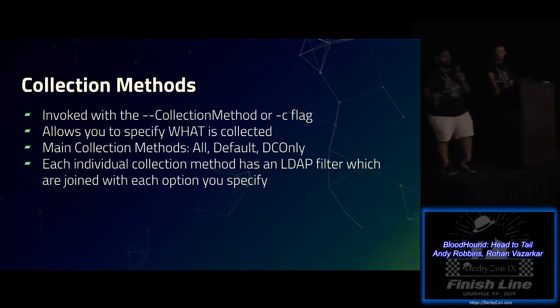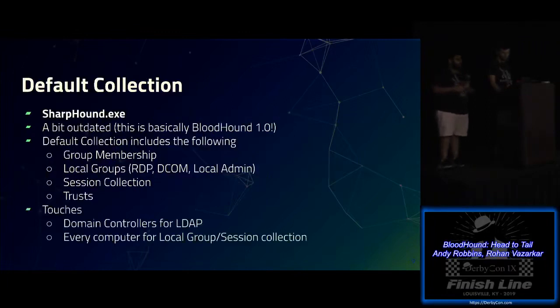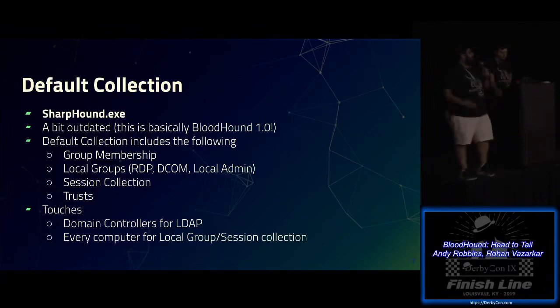So there's a lot of different collection methods in BloodHound. I'm actually going to cover a few that we think are really interesting that maybe people don't know about. You invoke a different collection method using the collection method or dash C flag when you run sharphound.exe. It allows you to specify what is collected, and it has a lot more granularity than people really think it does, because most people tend to run it either with the all flag or the default flag, which is fine because that's why those flags were introduced. But we want to dig in a little bit and talk about these 3 main ones that people run and why they're useful. And those 3 are all, default, and DC only.